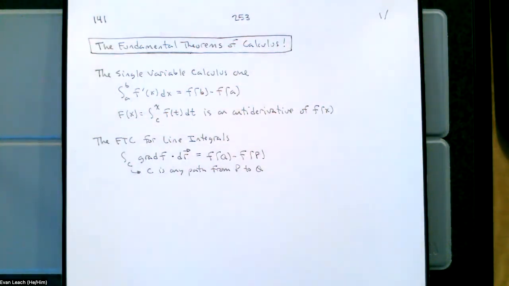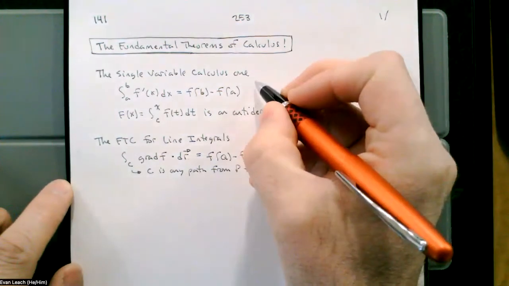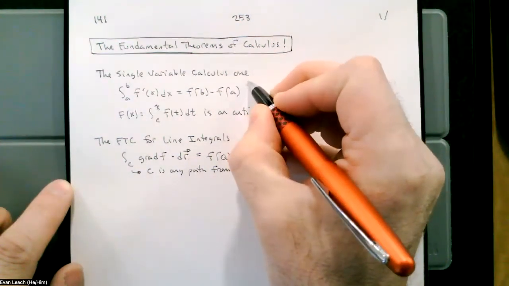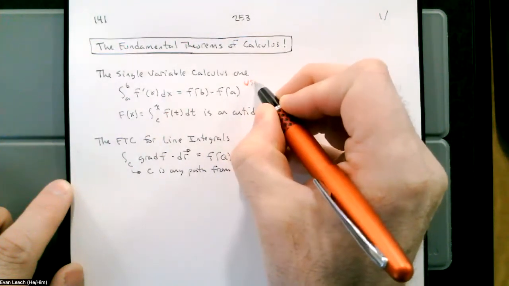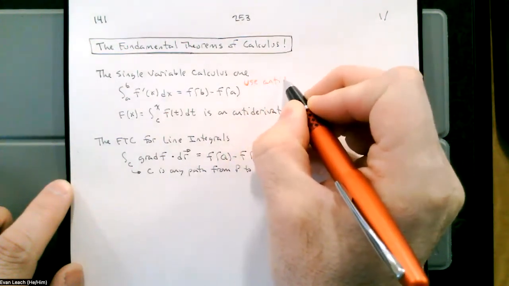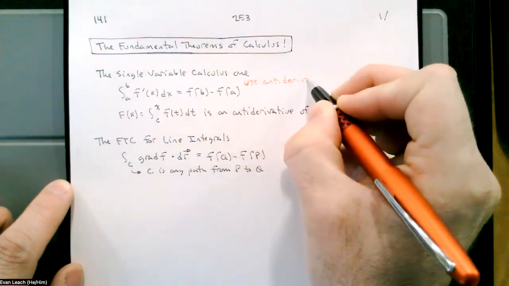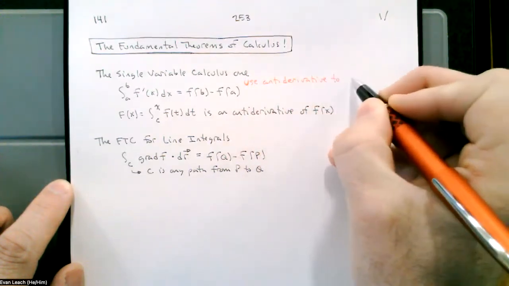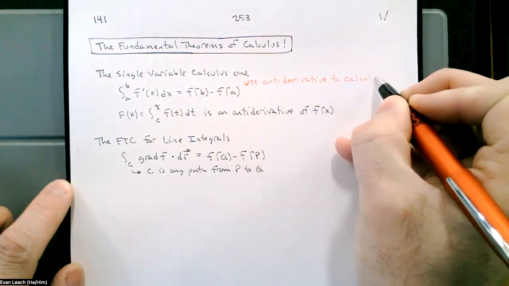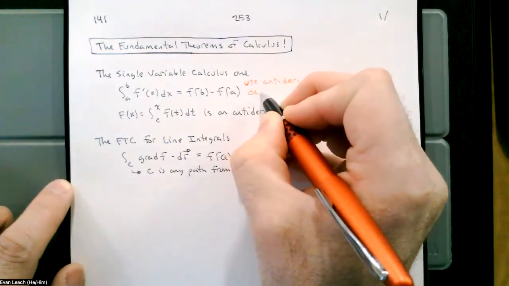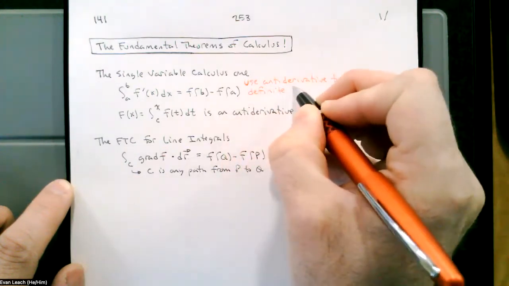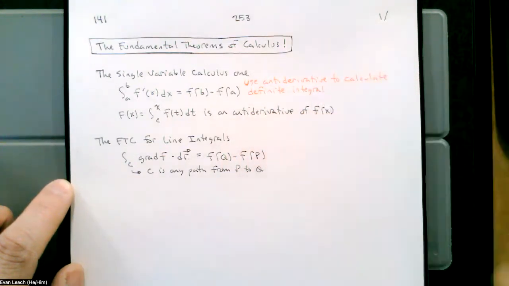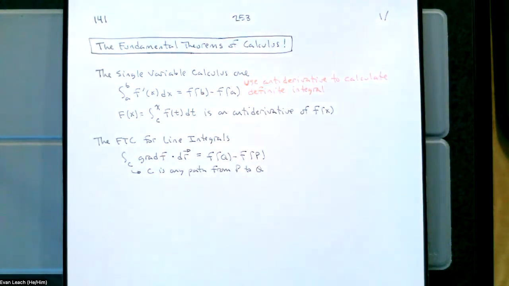part says that we could use an antiderivative to calculate a definite integral. So the first part of the fundamental theorem of calculus says you can use an antiderivative to calculate a definite integral.